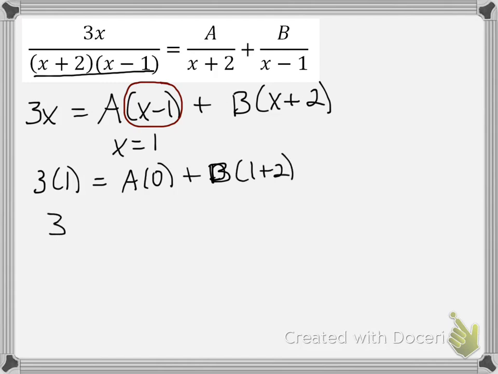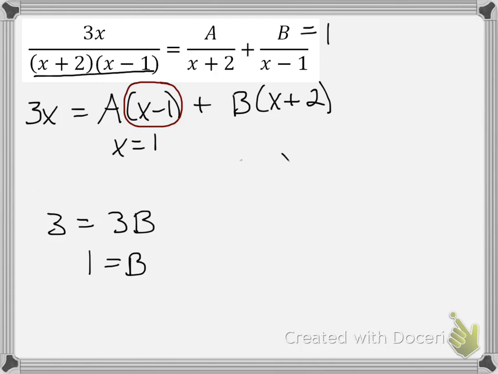Simplify that, and I have 3 equals 0. A times 0 is 0. 1 plus 2 is 3, so equals 3B. 3 equals 3B. Divide both sides by 3, and I get B equals 1. So now I've solved for B. That's part of what I needed to get. I'm going to write that up there so I don't forget. So now I've solved for B, and B is 1.